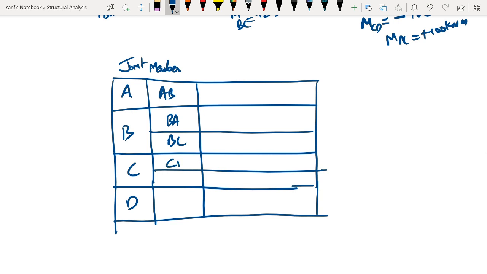Next is CB, and this is CD, and this is DC. So these are the members acting at different joints. Next thing is we have to write the member relative stiffness. The member relative stiffness for every span is equal to I by L, and I is the same for all the members, L is also the same for all the members. So every term will be I by 4.